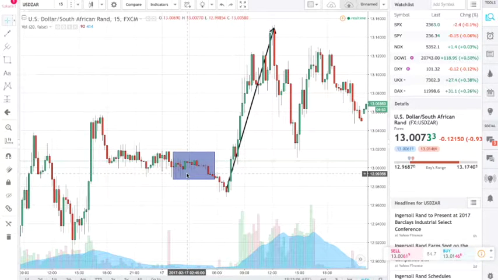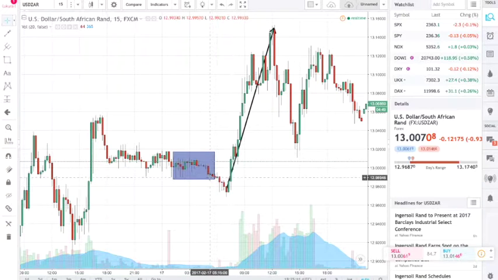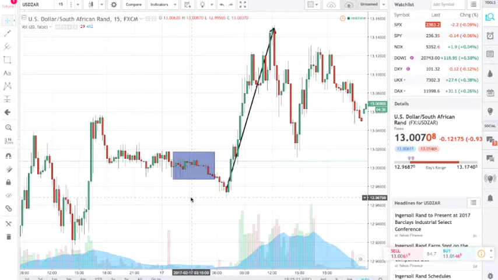So your dojis are the small bodies with wicks on them. They don't have to be particularly long, these wicks, but the bodies do have to be small. Now, how do you distinguish between a doji and a spinning top? Well, a lot of people, first and foremost, get too fixated on the names, and some traders don't even name the candles. They don't care for the names, they care about what it's saying.